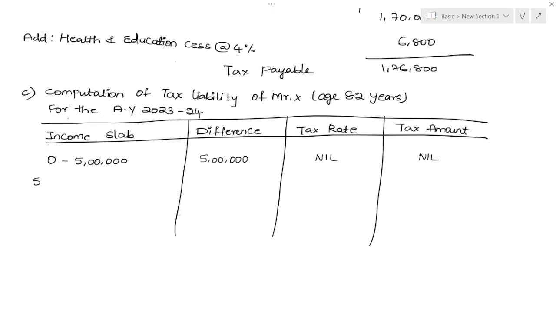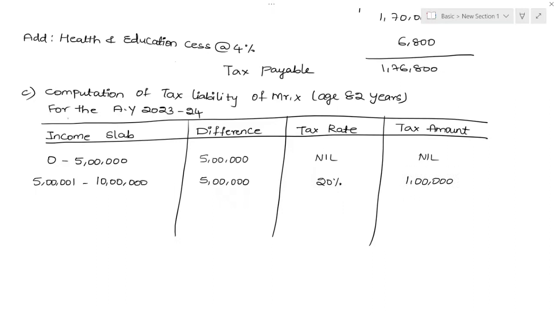Next, 5 lakhs to 10 lakhs rupees. 5 lakhs 1 rupee to 10 lakhs rupees. What is the difference? Again 5 lakhs, right? And tax rate how much? 20%. So when you multiply it, 5 lakhs into 20%, you will get 1 lakh rupees. Okay, very good.